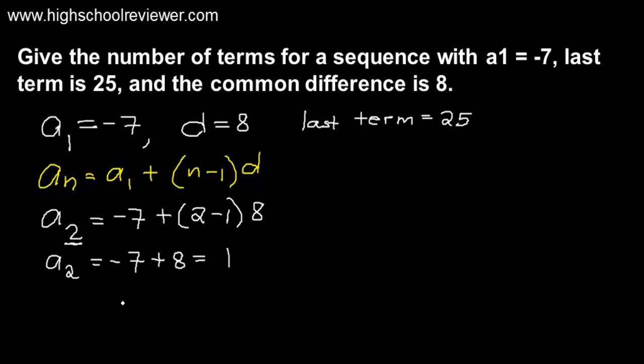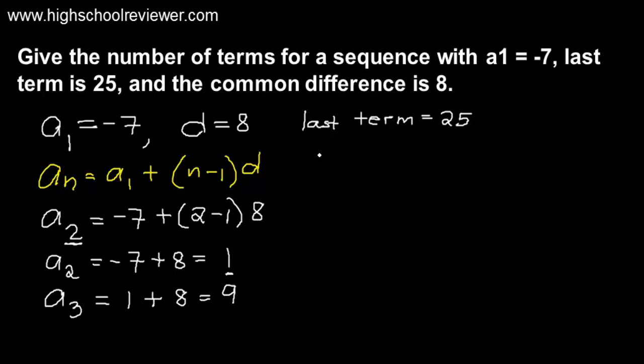Okay, so since we have a sub 2, we can now easily find a sub 3. So a sub 3 would be equal to our a sub 1 is negative 7, or rather, it will be easier. Since we have a sub 2, which is 1, we will just add the common difference, which is 8. So 1 plus 8 would be equal to 9.